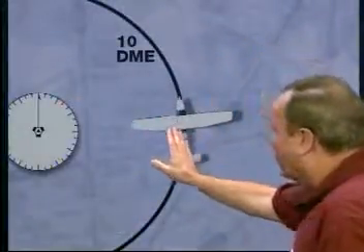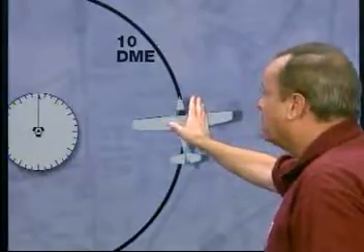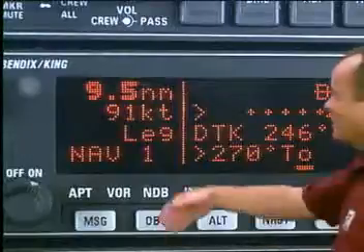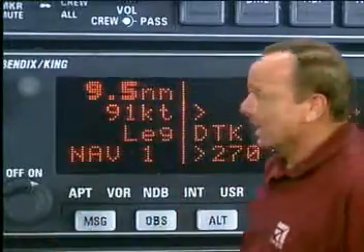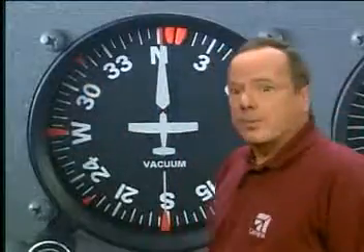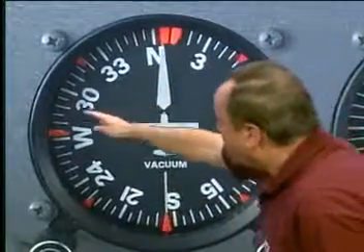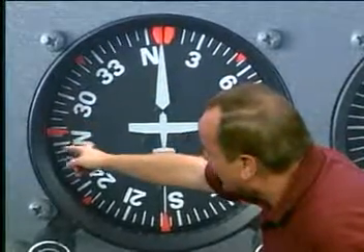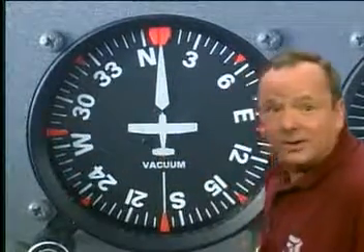Now, you wouldn't want to turn all the way back to 360 degrees because you've advanced around the arc some, and your bearing to the station is no longer 270 degrees. Now, on the other hand, suppose your distance to the station is only 9.5 nautical miles. Well, that means you're inside that 10 DME arc, and you'll need to turn so that the bearing to the station now would be behind the left wing. You do that by turning a little bit to the right, and the bearing to the station now is behind the left wing, say 10 degrees.